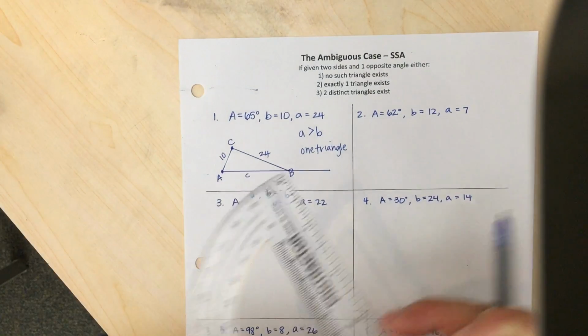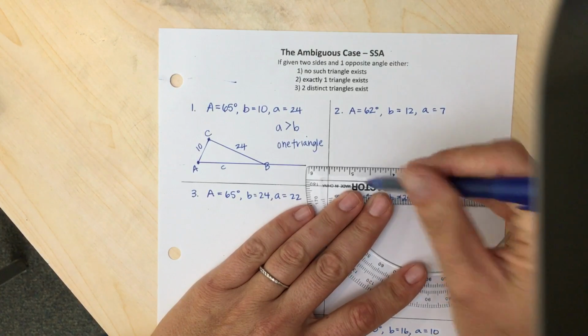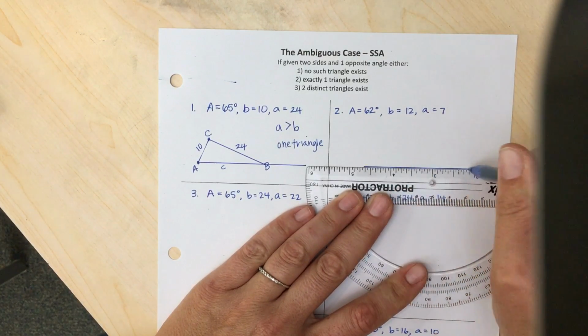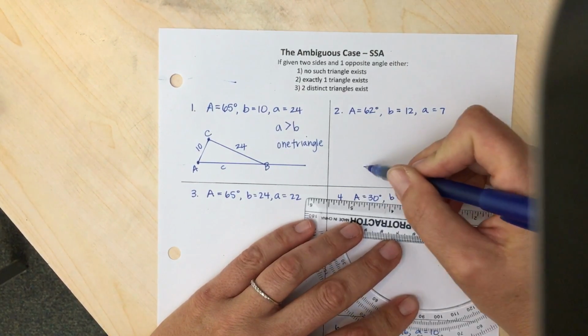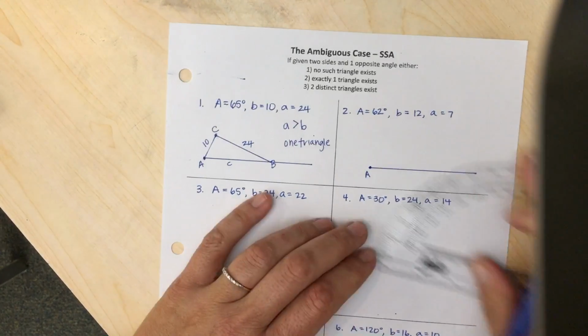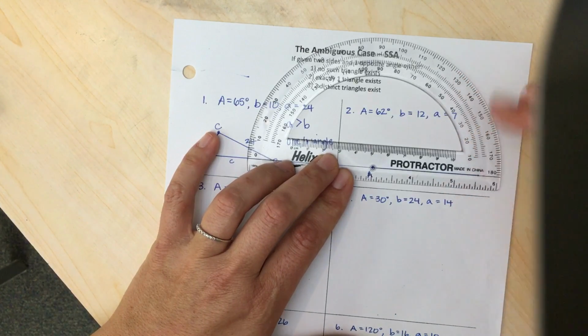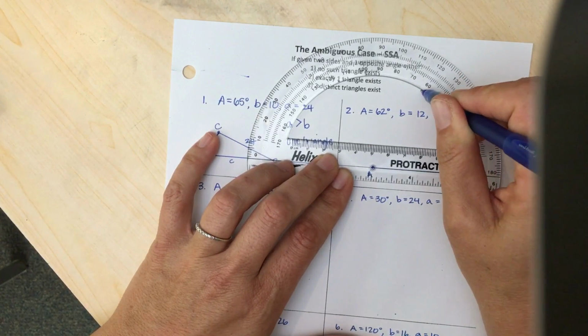Let's try this again. I'm gonna draw another triangle given different information. I don't know how long this side C is gonna be, so I'm just gonna draw a nice long line right here. I'm gonna put side A right here. I'm gonna go 62 degrees, so I'm gonna bring my protractor around. 62 degrees is going to be approximately right there.